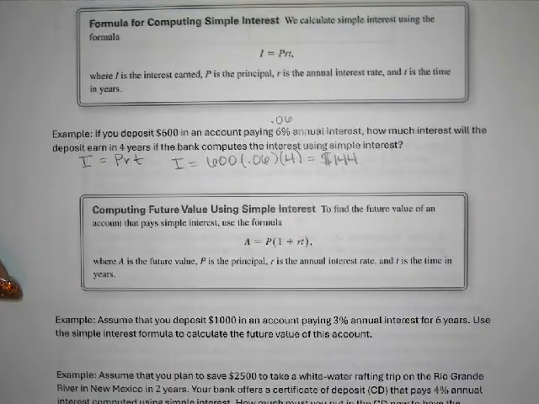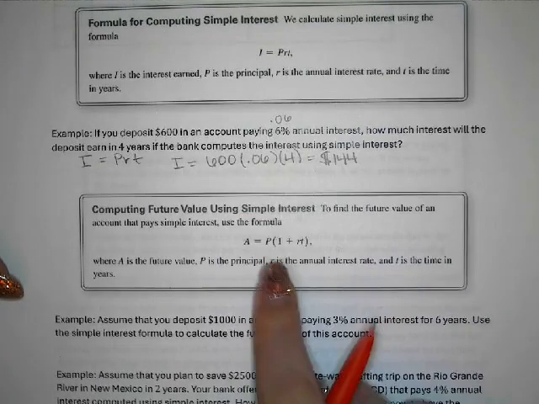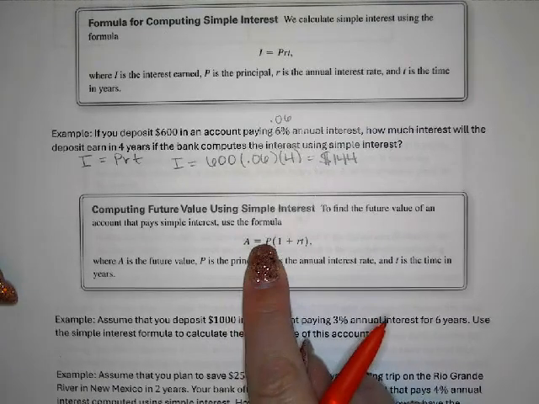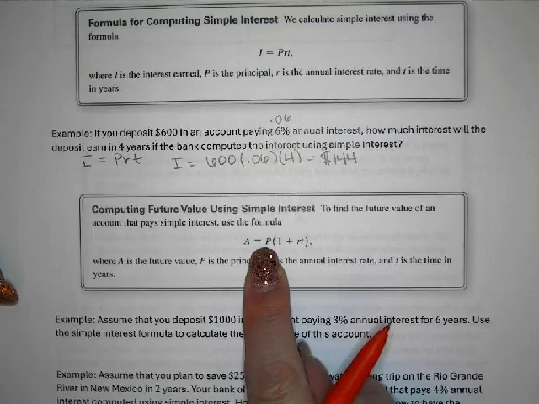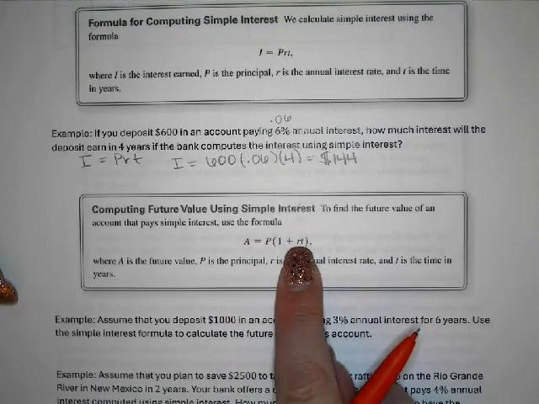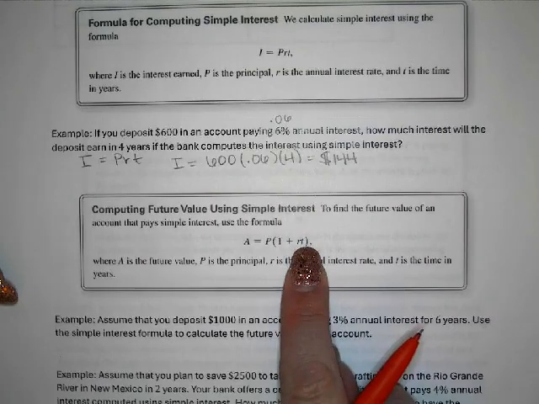Computing the future value using simple interest uses this formula. So you have the future value, or the future amount, is the principal multiplied by 1 plus the rate as a decimal times the time.